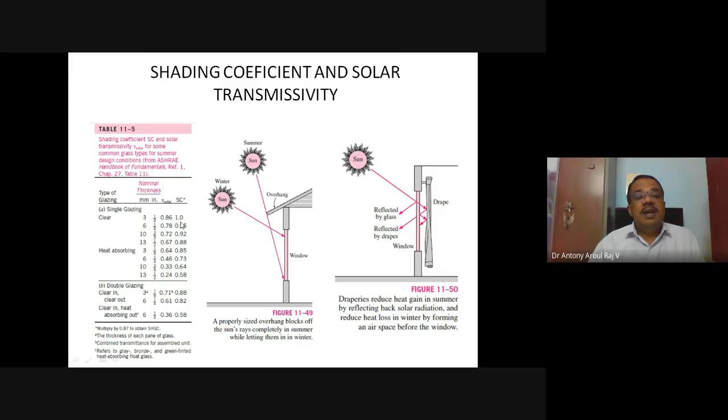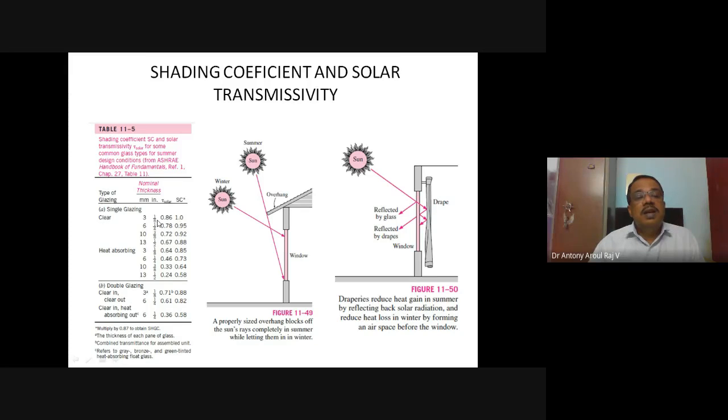If it is a clear glass, I have a shading coefficient of 1. That means all the radiation will be entering into the building compared to 3 mm glass. 1 means what? 3 mm glass only, you will get 1, because for that it is 0.86, and 0.86 by 0.86 will give me 1.